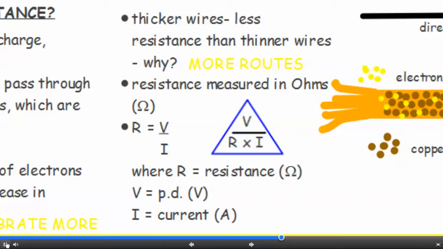Resistance is measured in ohms, that funny symbol. R equals V over I, where resistance is measured in ohms, equals V, the potential difference measured in volts, over I, which is the current measured in amps. And this equation is on your physics equation sheet, and I've put it into a triangle again.